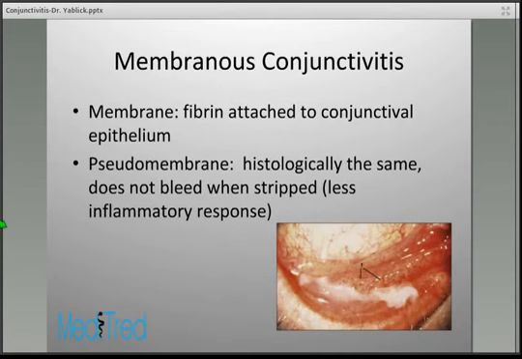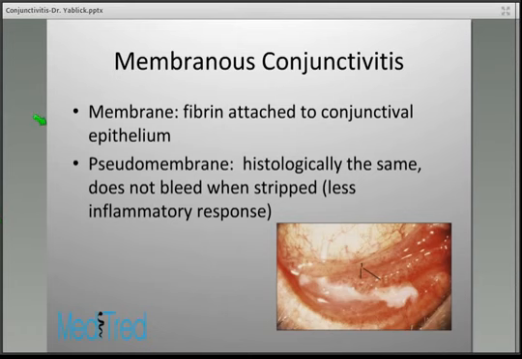I won't really go in depth, but there is another morphologic form of conjunctivitis called membranous conjunctivitis. And we discussed that adenovirus can form membranes or pseudomembranes. But there are other conditions as well. The difference between a membrane and a pseudomembrane is based on basically whether or not it bleeds when it's stripped.